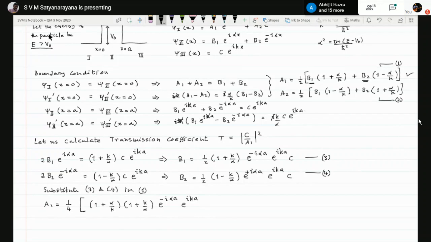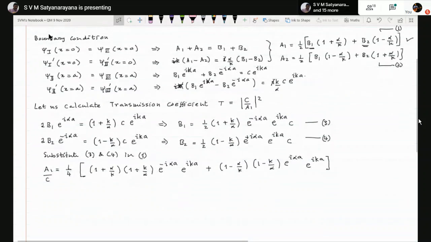C is there in both the terms, so let me just write that C already on the left hand side like this. Plus, I have 1 minus alpha by k, 1 minus k by alpha, e to the power i alpha a into e to the i k a. So all that we want is C by A1 square. I have got A1 by C here. So I have to simplify this expression and then take modulus square of that.